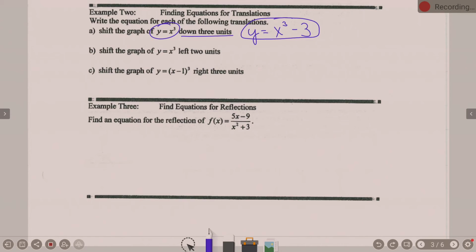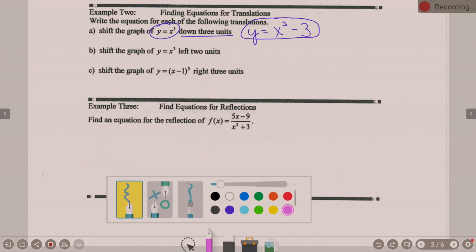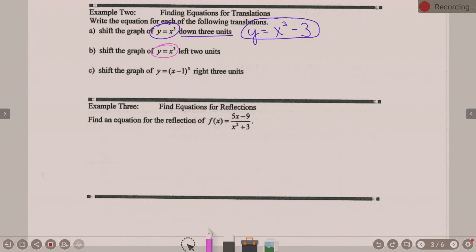Okay, B. Y equals x cubed plus 2. How'd you say that? Y equals x cubed plus 2. Not quite. In parentheses. Okay, so notice here we're doing y equals x cubed, and we're going left 2. We have to involve a set of parentheses here, don't we? How do we write that set of parentheses?